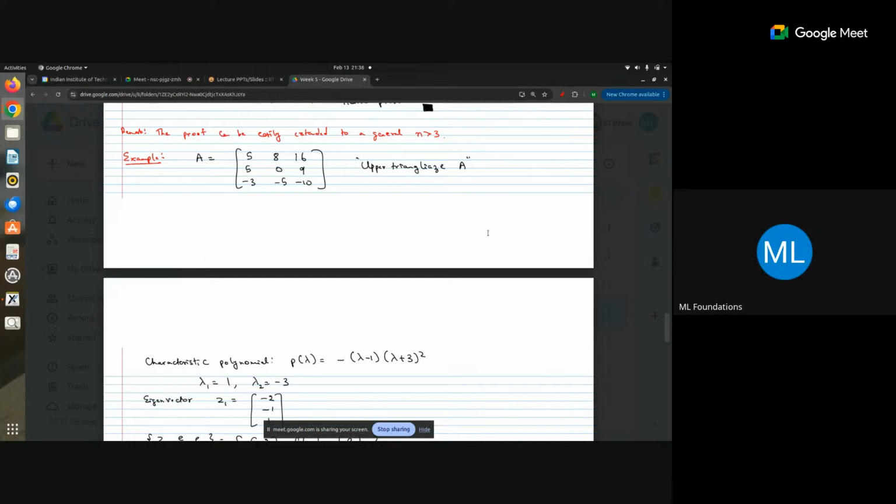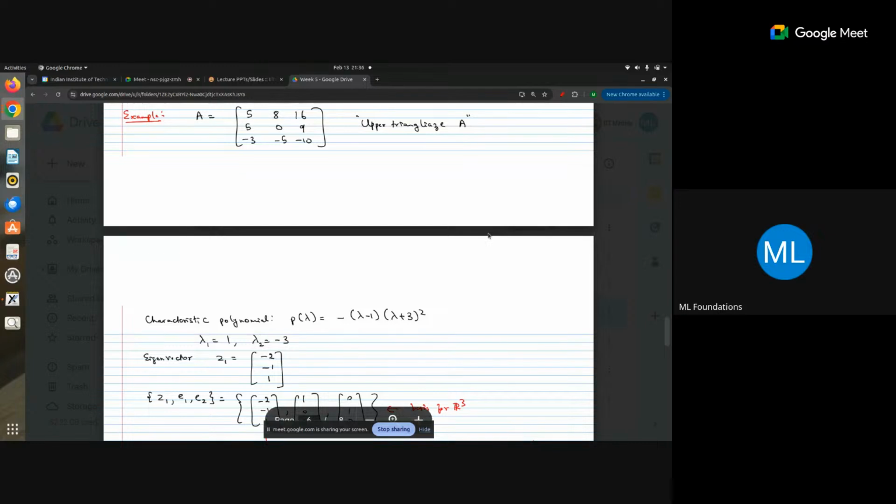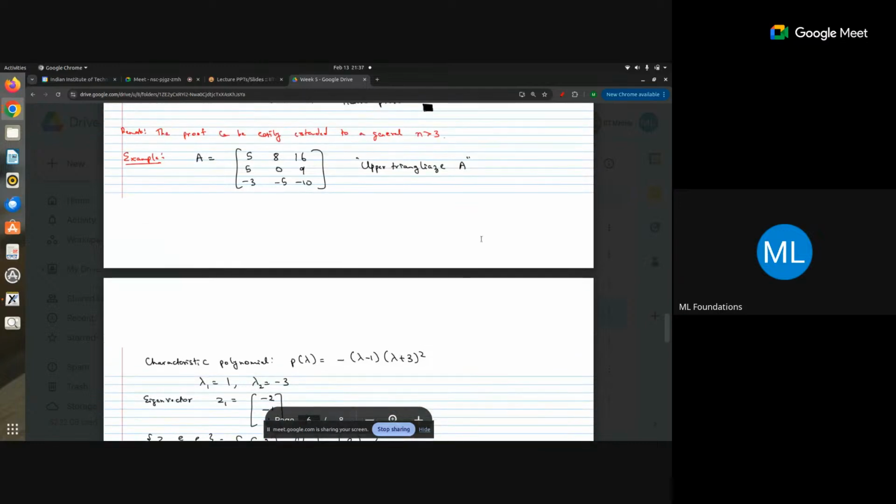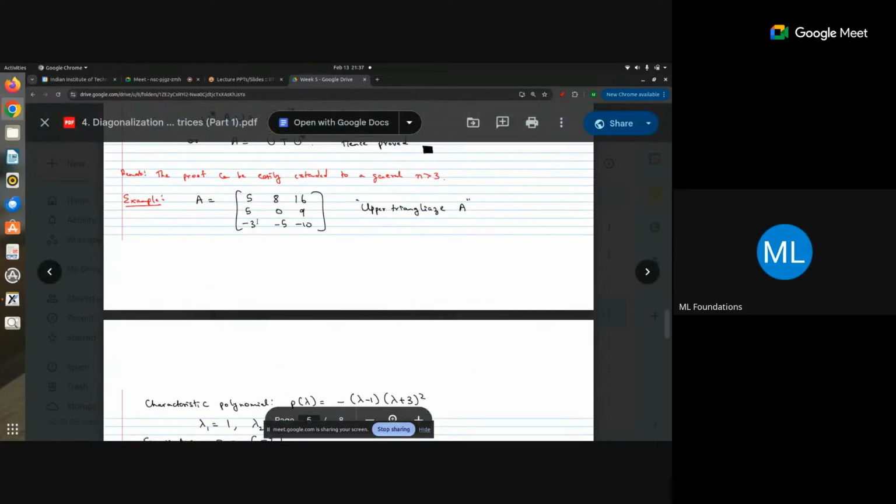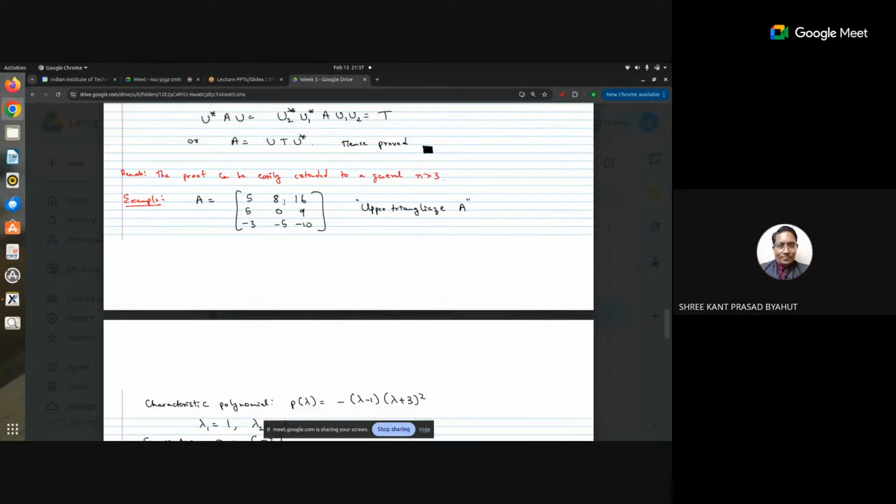First I'll show you here, and then we'll see whether we are able to find it or not. This was the matrix A, right? 5, minus 8, 0, minus 5, 16, 9, and minus 10. The question is, we have to upper triangularize A by using Schur's theorem.